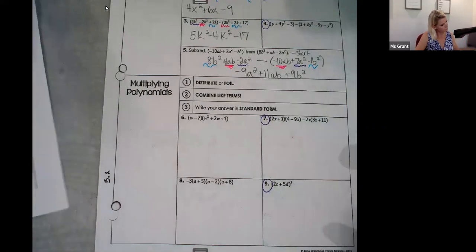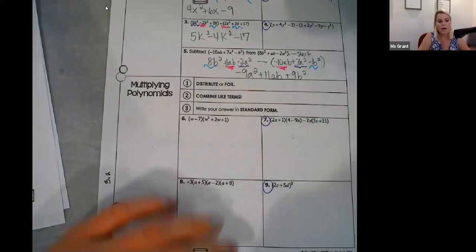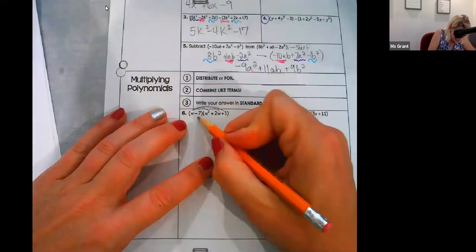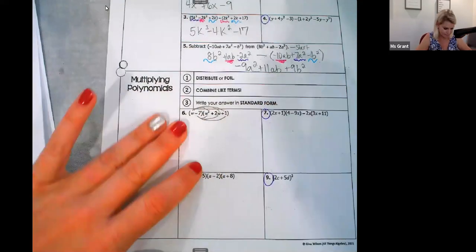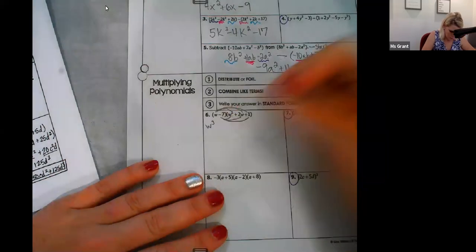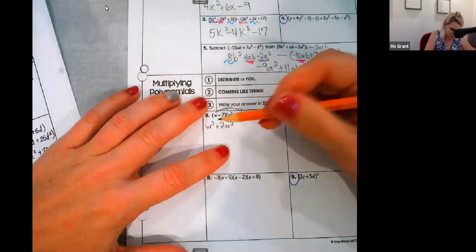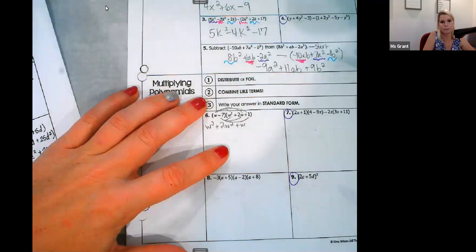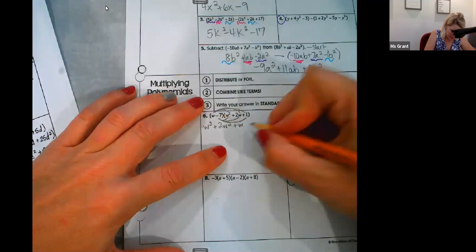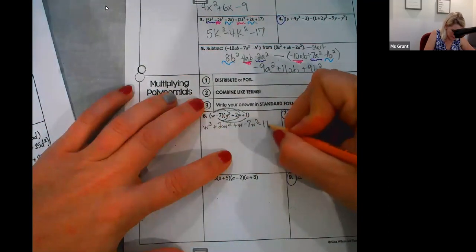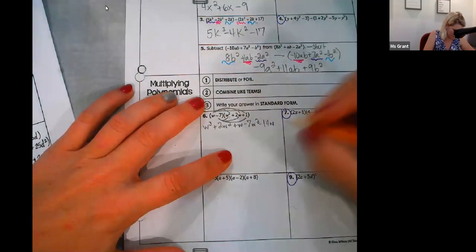Almost there. Multiplying, guys. FOIL, distribute. The W gets multiplied by all three of these, and then the 7 gets multiplied by those. Ready? W times W squared, W to the third. W times 2W plus 2W squared. W times 1 plus W. Negative 7 times W squared, negative 7W squared. Negative 7 times 2W, negative 14W. Negative 7 times 1, negative 7.